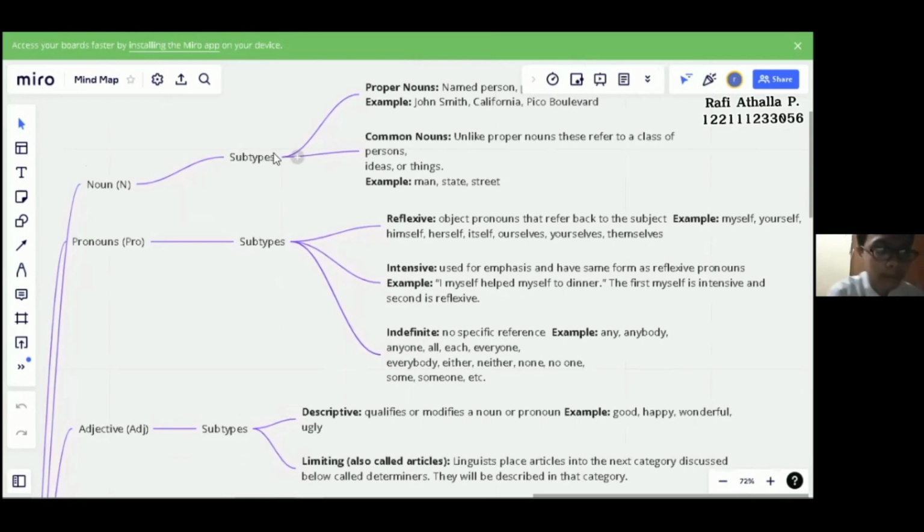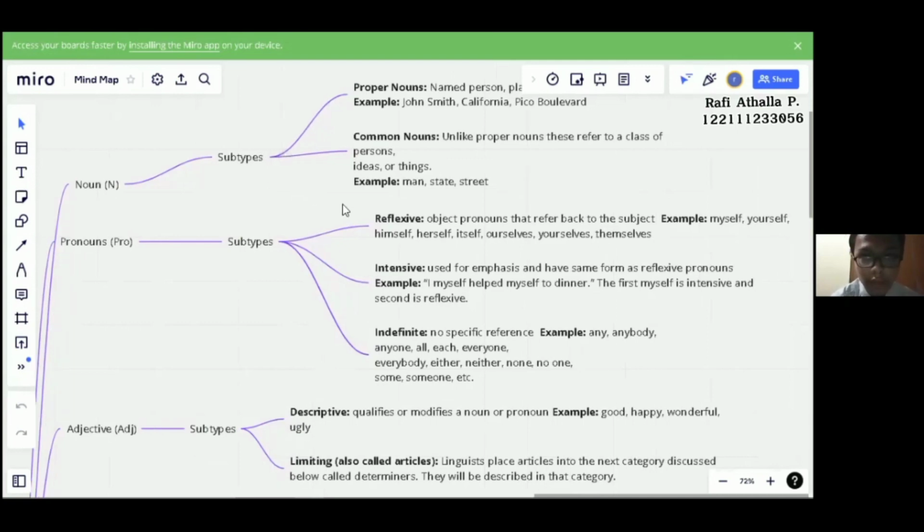Now I'm going to talk about parts of speech. There are four types: noun, pronoun, adjective, and indefinite. The first one is noun. What is a noun? A noun is a word used to identify any of a class of people, places, or things, or to name a particular one of these. So the first one is a proper noun. A proper noun is used for named persons or places, like John Smith, California.